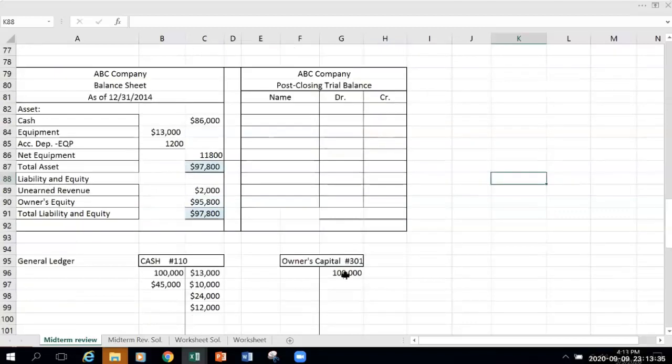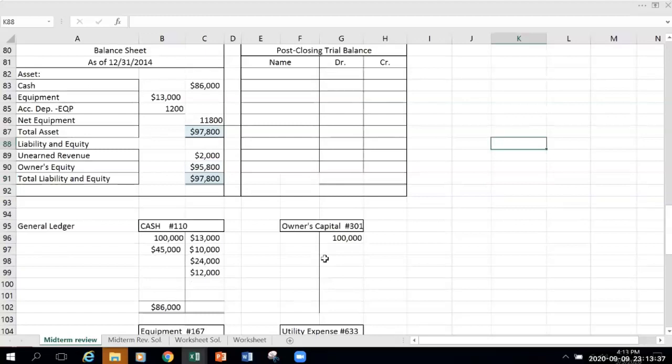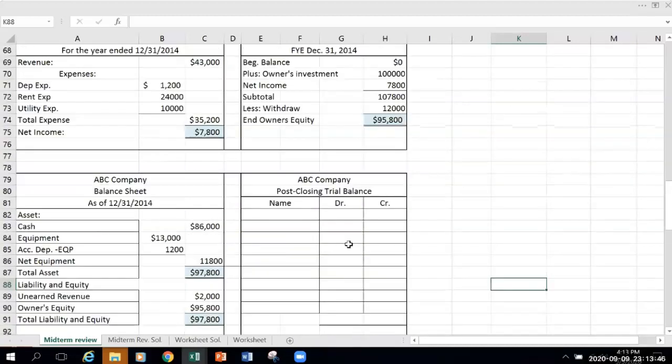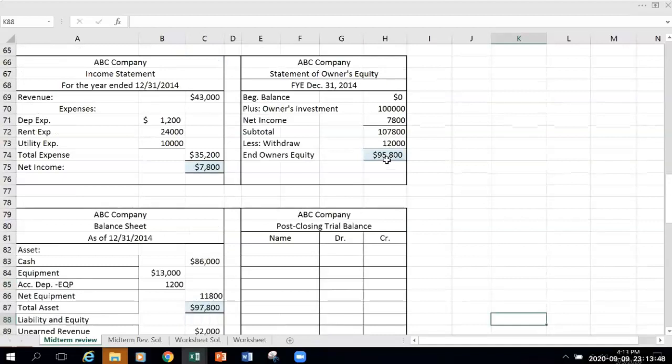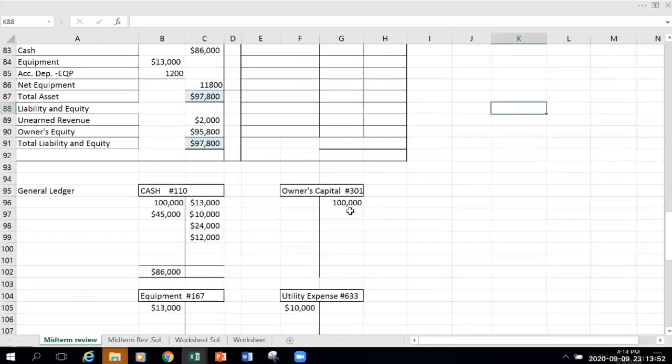And you see this owner's capital here right now doesn't look like 90. Is this 95,800? Do you see that? No, it's showing 100. But here it is showing 95.8. So don't worry, hold on there. We will figure that out next time.